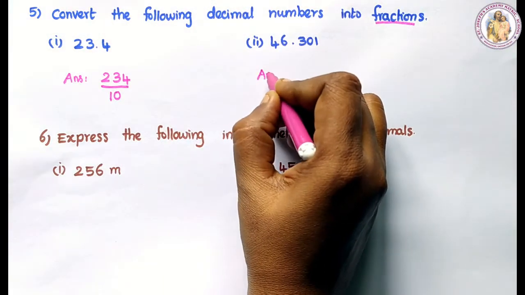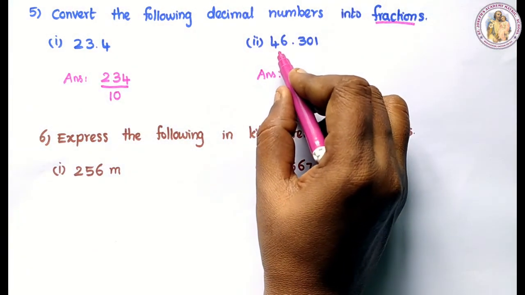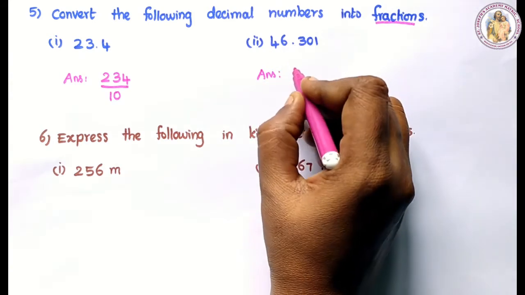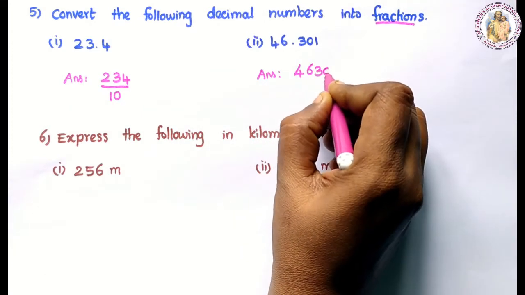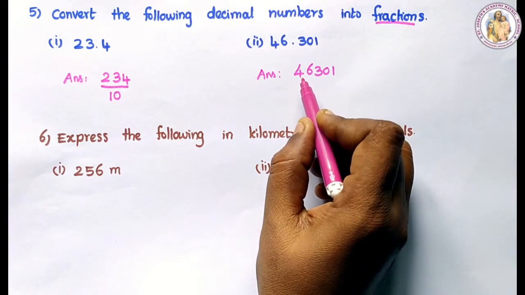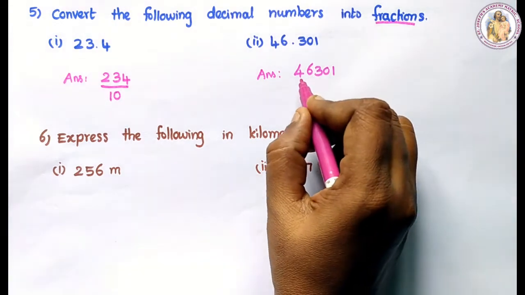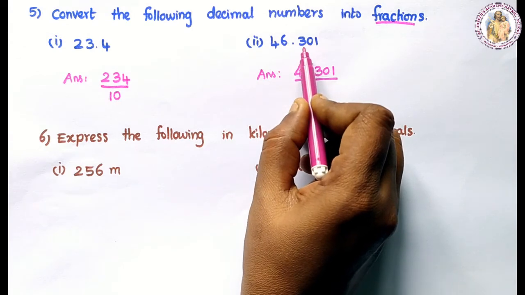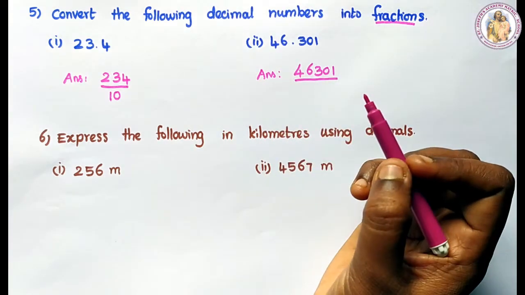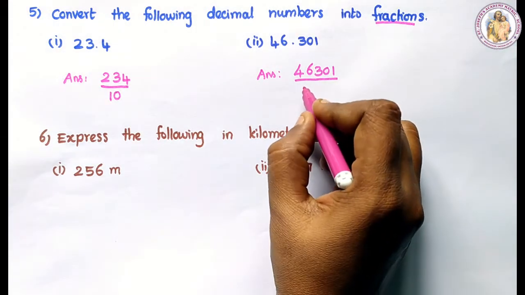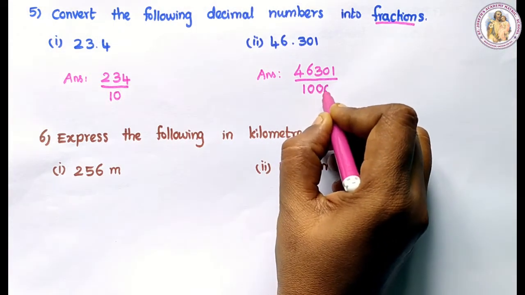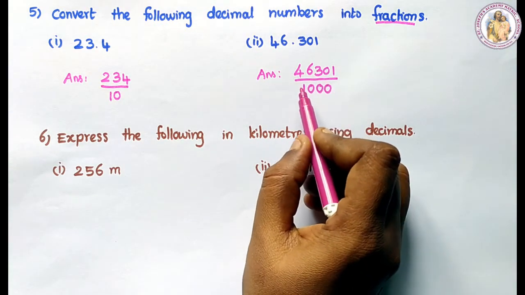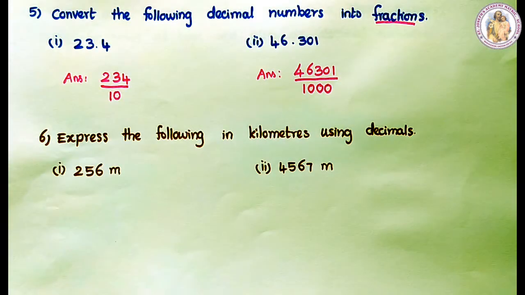Next one. Here 46.301. Write the number without the decimal point. So 46301. 46,301 divided by, after the decimal point, how many digits are there? 1, 2, 3. So what we have to put here? 1000. So 46,301 divided by 1000 is the answer. Next one.